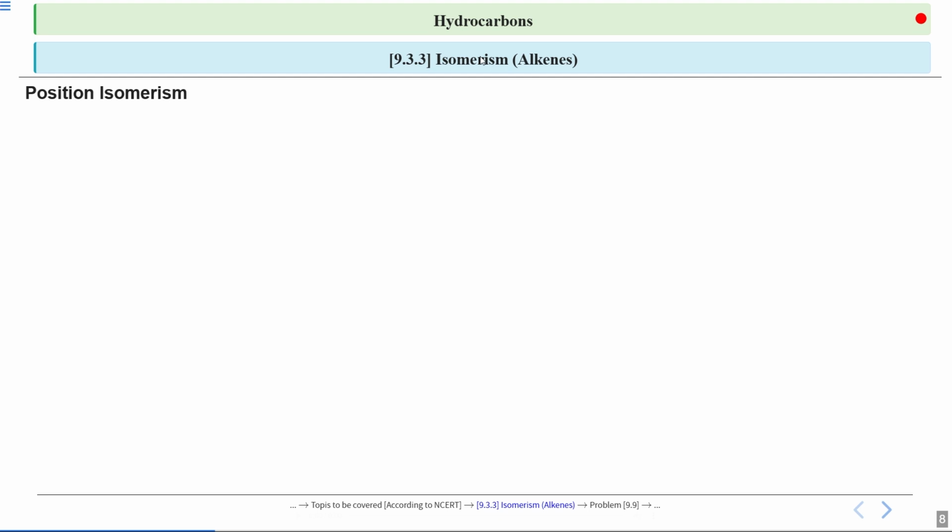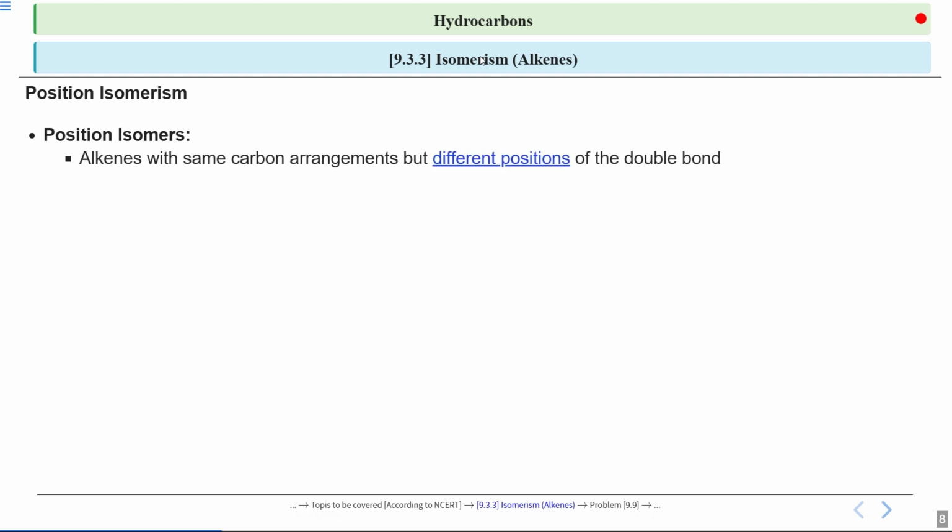This is the isomer which shows a change in the position of the double bond. So what can we say about position isomers? They are alkenes with the same carbon arrangement but a different position of the double bond, meaning their backbone remains the same, the carbon backbone remains the same, only the location of the double bond changes.